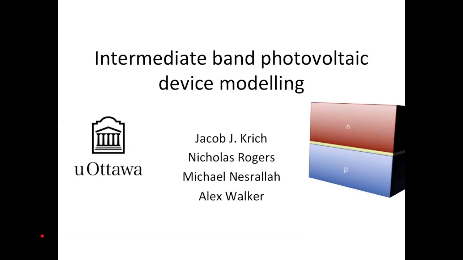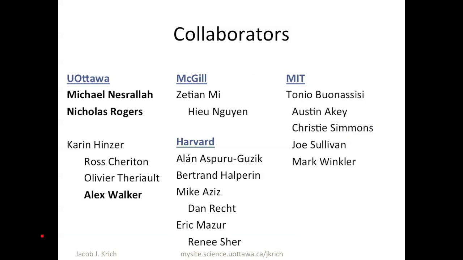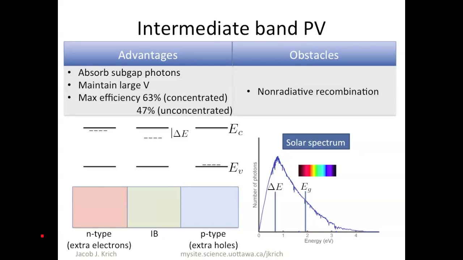I'm going to describe some work that was done along with some undergraduates who did some very nice work with me this year. That's Nick Rogers and Michael Nasrallah, and also Alex Walker, who is a graduate student in Karen Hinzer's group. And I would like to mention that they're part of a larger collaboration working on intermediate band solar cells at Ottawa and McGill and Harvard and MIT, and I wanted to put their names up there, at least briefly, before moving on.